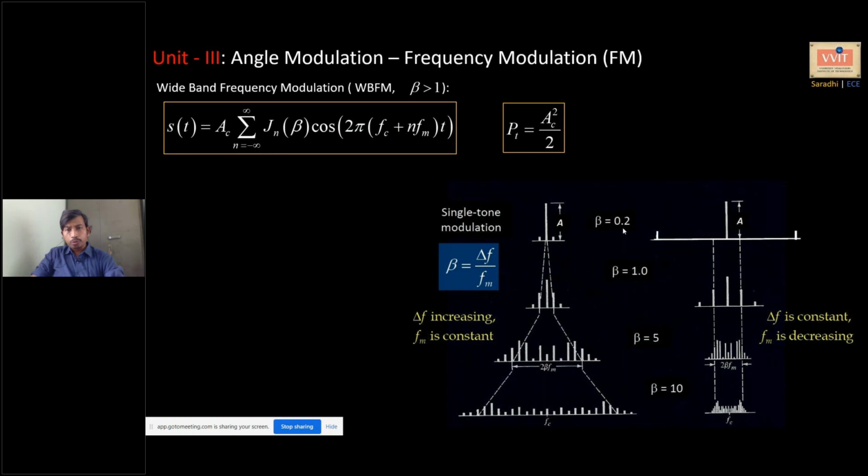For beta equal to 0.2, this is the spectrum. For beta equal to 1, this is the spectrum. For beta equal to 5, this is the spectrum. For beta equal to 10, this is the spectrum.